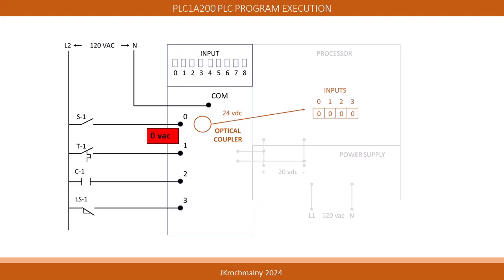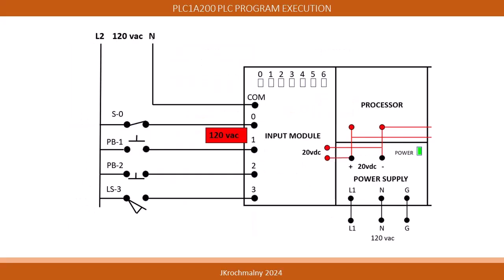Optical couplers located in the input section of the PLC assembly look at the voltage pressure appearing on that PLC terminal and report this condition to the PLC assembly's processing unit, or central processing unit. The processor sees no voltage on this terminal and records its related memory, A0, as a reference.